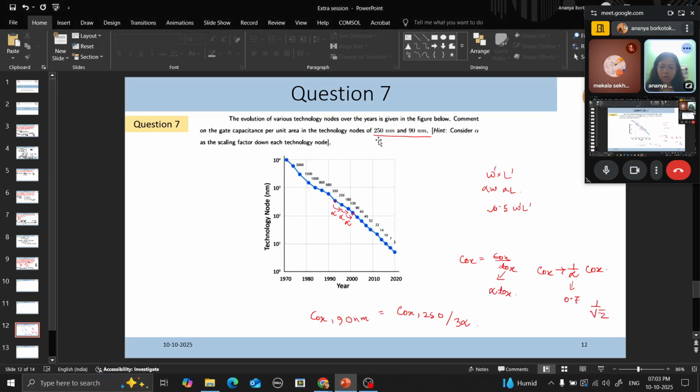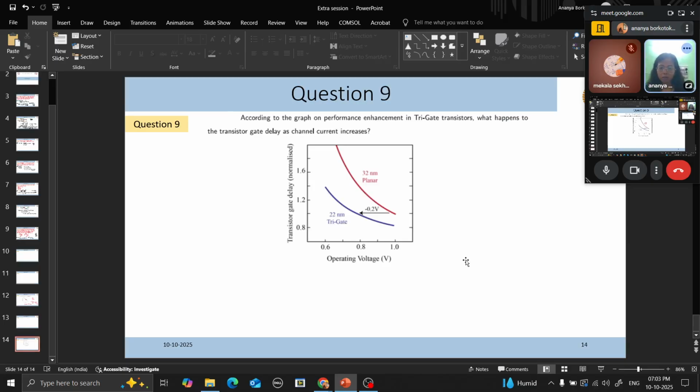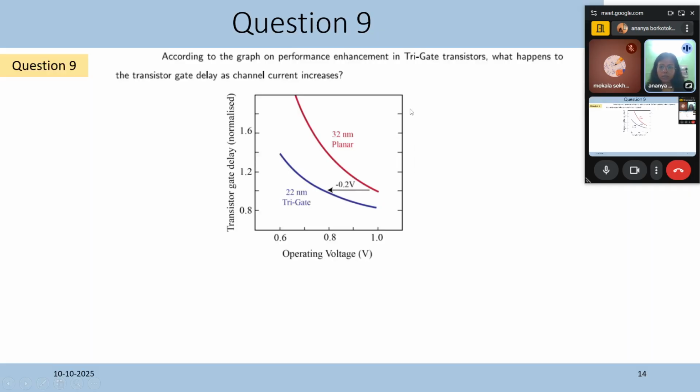Now instead of gate capacitance per unit area, you may be asked any other parameter of a MOSFET. This is a graph given, and according to this graph, this is the difference between a planar MOSFET and a tri-gate MOSFET. What happens to the transistor delay as channel current increases? So what happens to the transistor delay? What is delay?